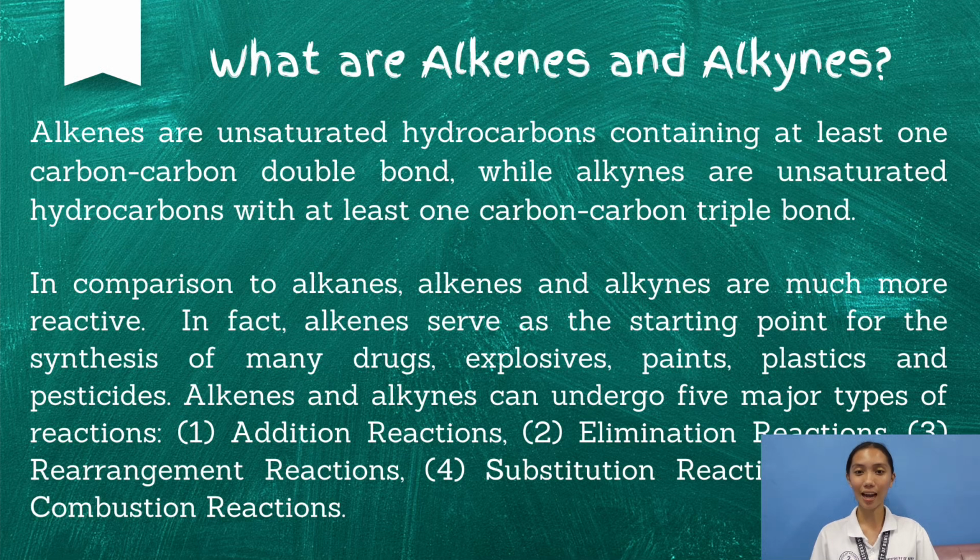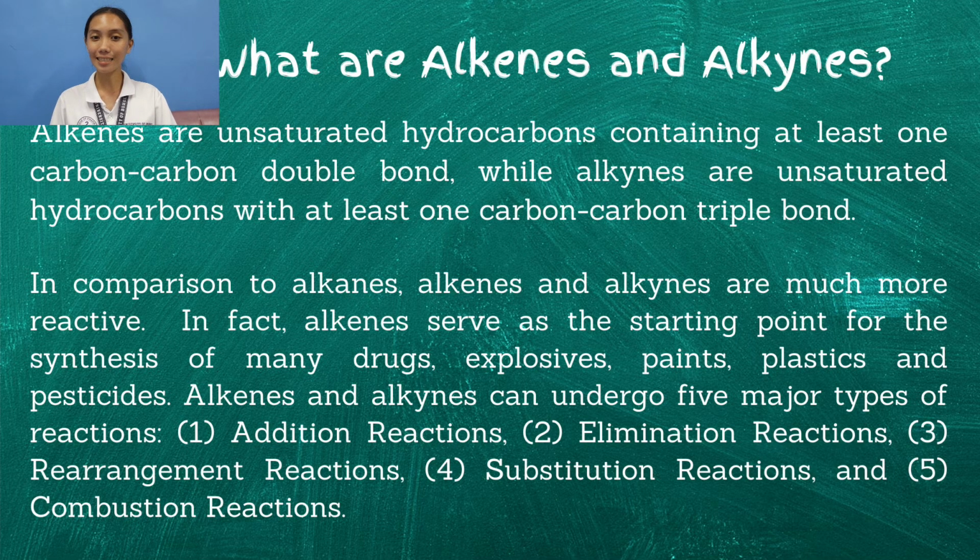Alkenes are unsaturated hydrocarbons containing at least one carbon-carbon double bond, while alkynes are unsaturated hydrocarbons with at least one carbon-carbon triple bond. Alkenes and alkynes are types of unsaturated hydrocarbons that are more reactive than alkanes. The main difference is that alkenes have a double bond, while alkynes have a triple bond. In comparison to alkenes, alkynes are much more reactive. In fact, alkenes serve as a starting point for the synthesis of many drugs, explosives, paints, plastics, and pesticides.